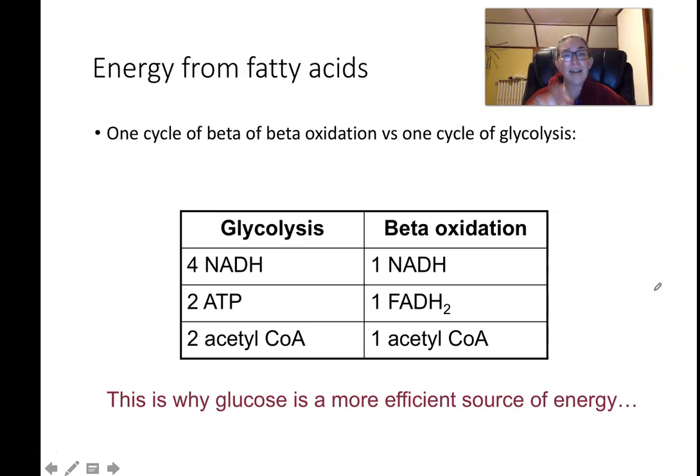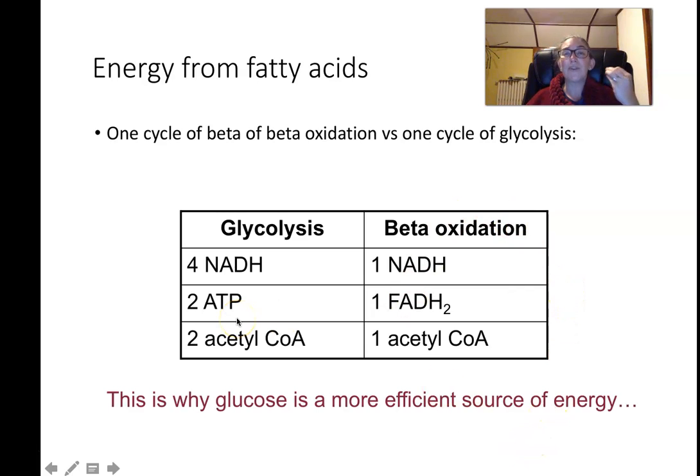So if we compare one cycle of beta oxidation to one cycle of glycolysis though, glycolysis produces more per cycle. One glucose molecule going through one round of glycolysis produces 4 NADHs, 2 ATPs, and 2 acetyl-CoAs. Beta oxidation of a fatty acid, one round, only produces 1 NADH, 1 FADH2, and 1 acetyl-CoA. So even though we can get more energy from fats, it takes longer because we have to do 9 cycles of beta oxidation to get all that energy out.